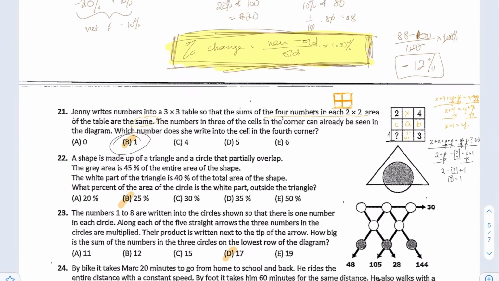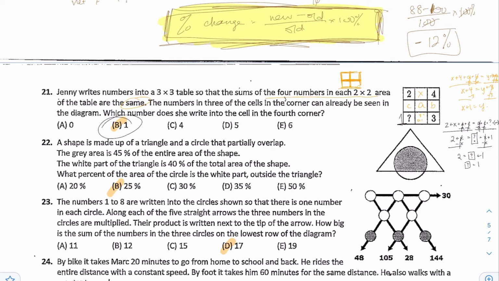So we figure this out by just calling each of these a variable and then using the fact that you have the same sum and then just subtracting the common numbers in the middle, which is just C, A, and B.